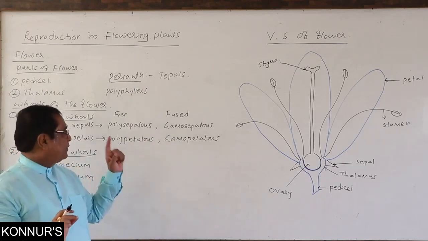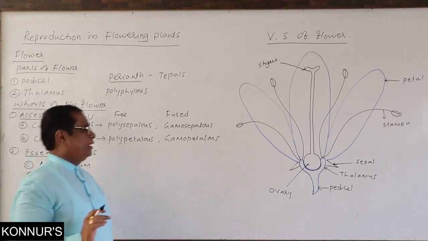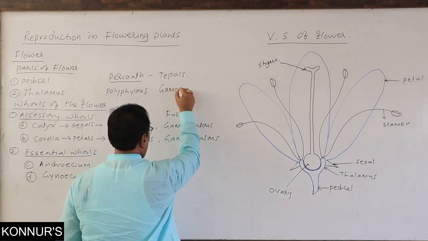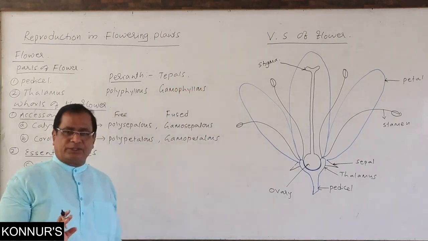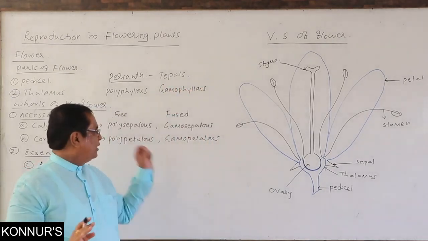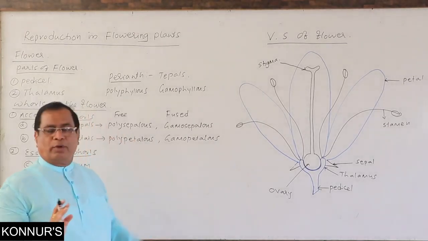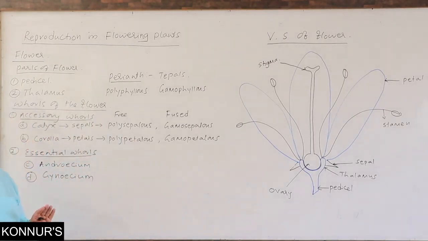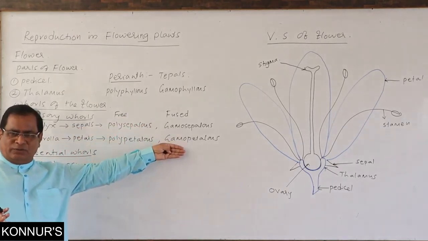If the tepals are free, the condition is said to be polyphyllous. If they are fused, the condition is said to be gamophyllous. That is about the accessory whorls, calyx and corolla, their individual units, and the terminology for whether they are free or fused.